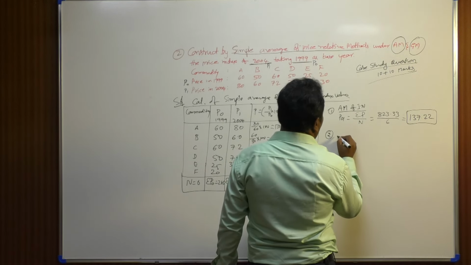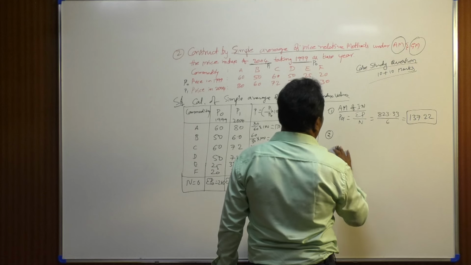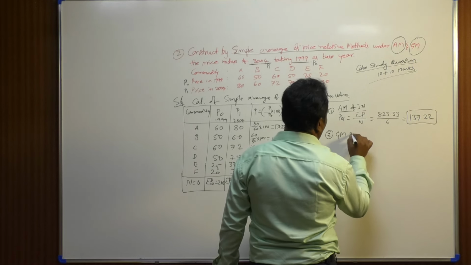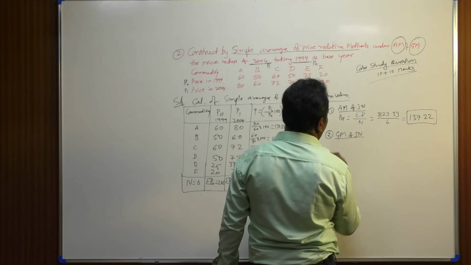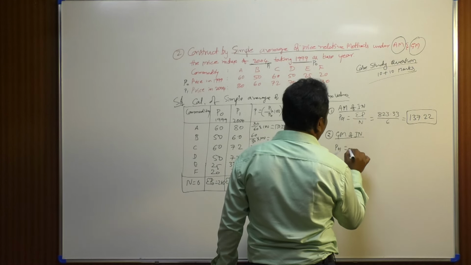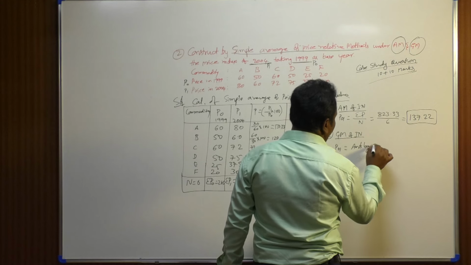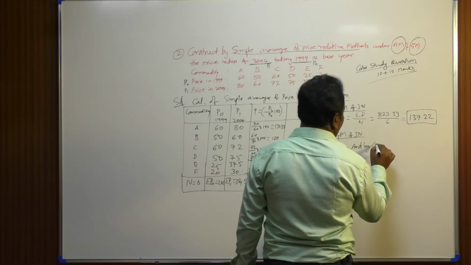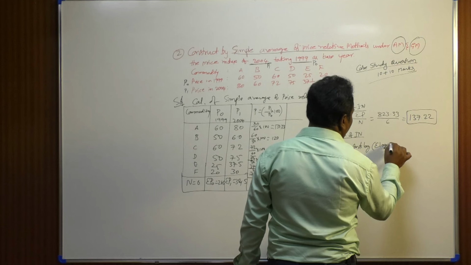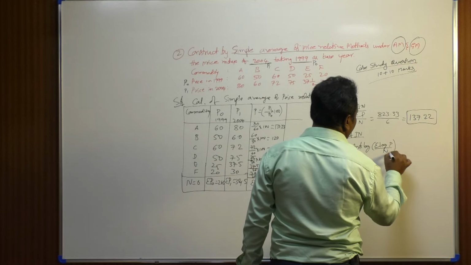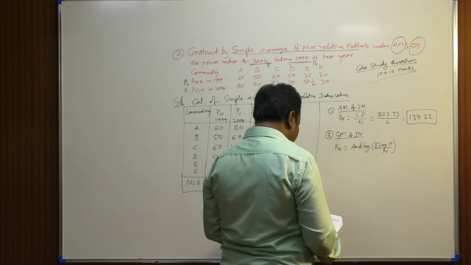P01 under the geometric mean of index number equals antilog of sigma log P divided by n.